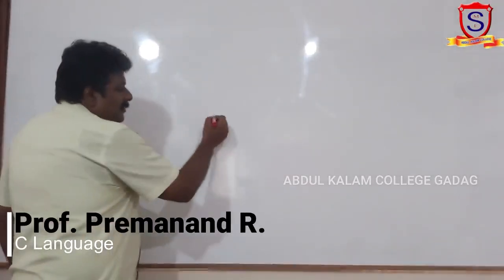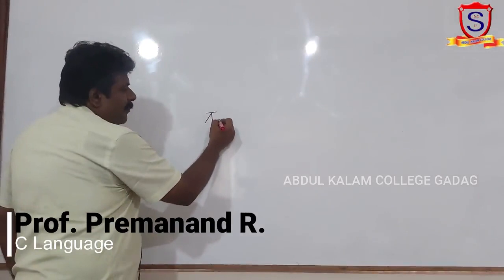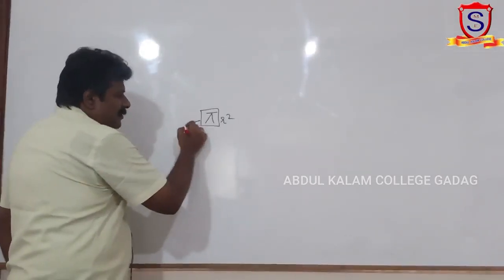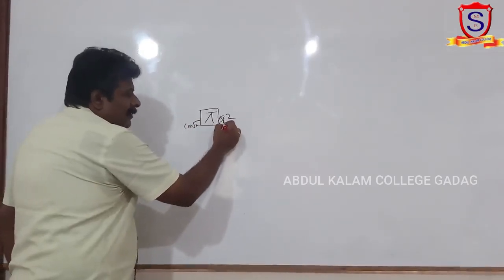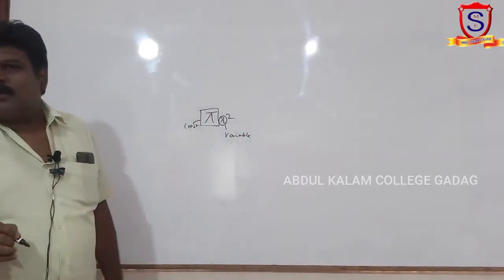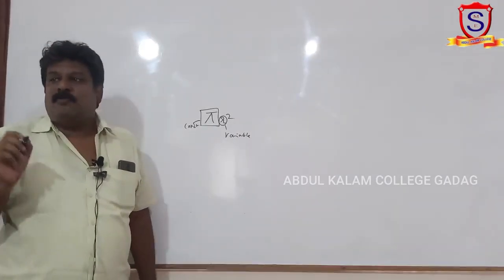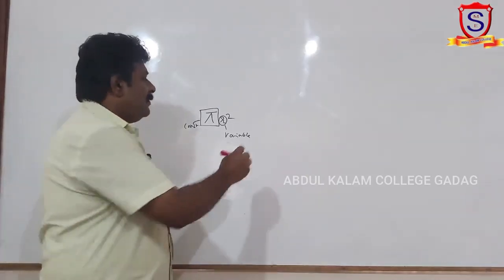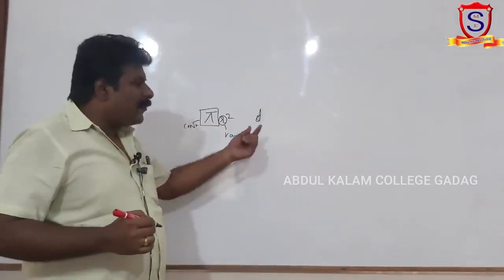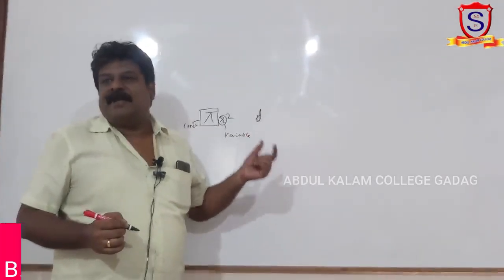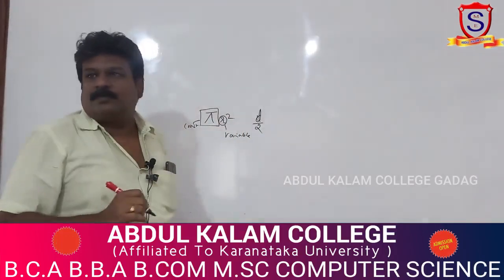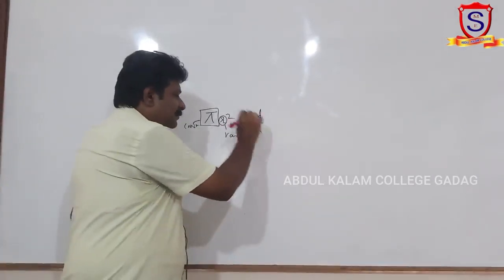Area of the circle can be found using the formula pi r square, where pi is constant and r is variable. It is also possible to find area of circle when the diameter is given. If you would like to find out the area when the diameter is given, simply you have to divide it by 2 to get r.